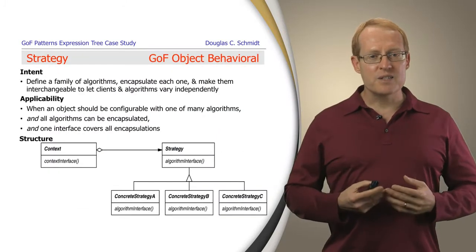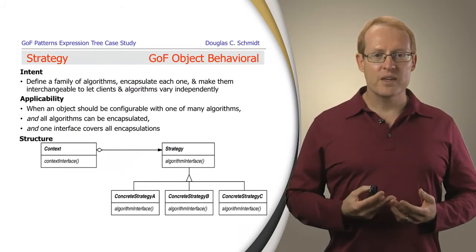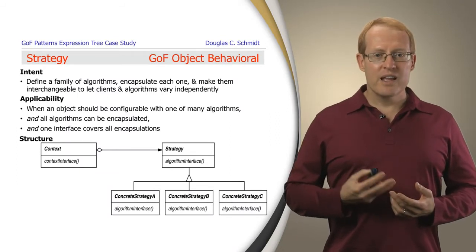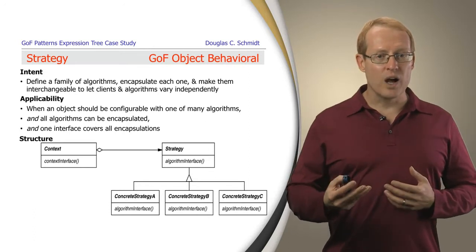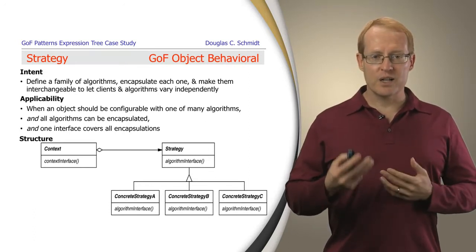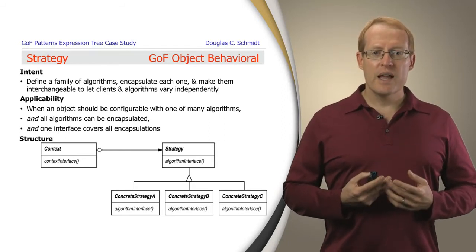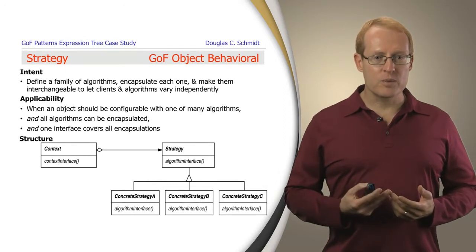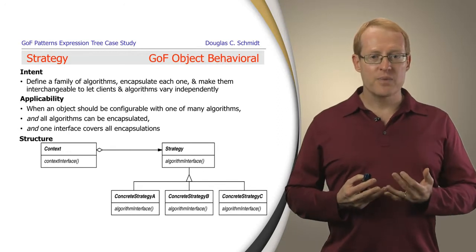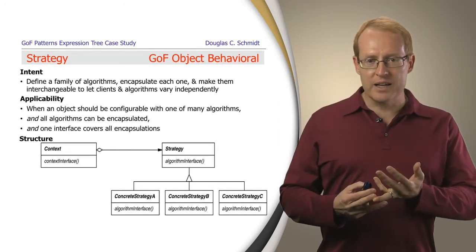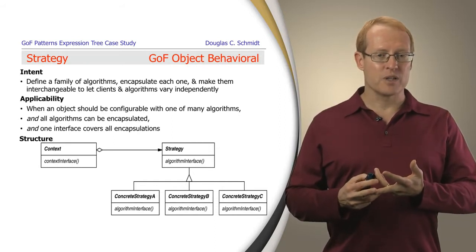The way in which we combine these things was an illustration of a very popular Gang of Four pattern called strategy, which is an object behavioral pattern. The intent of this pattern is to define a family of algorithms, encapsulate each one, and make them interchangeable to let clients and algorithms vary in a number of different controlled ways. You might want to apply this pattern under a number of circumstances. If you want an object to be configurable with one of many algorithms or algorithm parts, and all the algorithms can be encapsulated in a common interface, and one interface can cover all of the encapsulations.